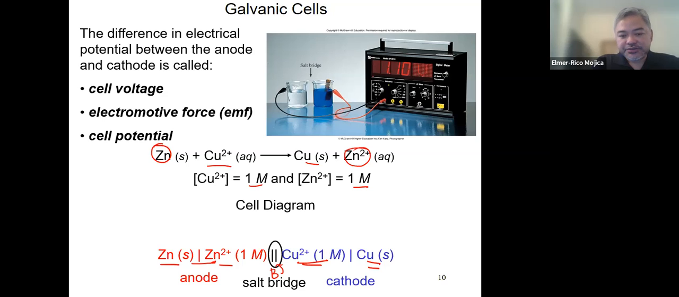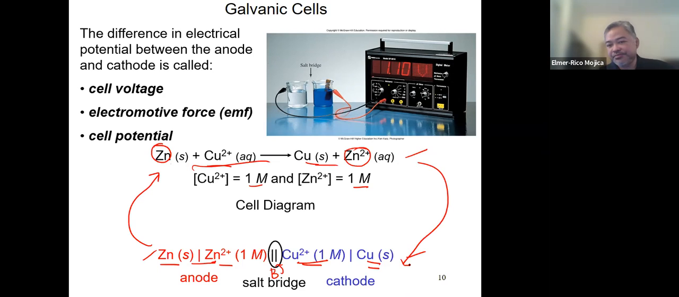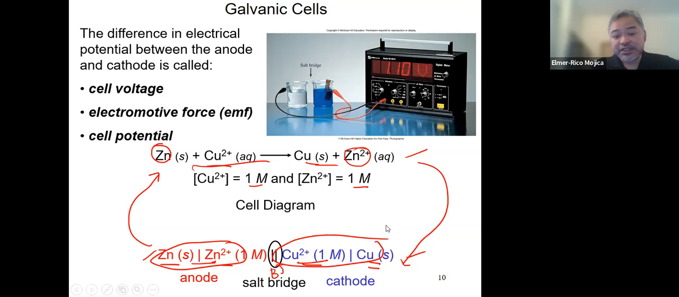One thing that you should know is that either you're given this one or this one. But if you're given this one, you have to know how to write them in this form. Or if you're given this one, you have to represent them in this form. Now, let's go to the question of why the zinc is the anode and the copper is the cathode, especially if we have a galvanic cell. So what's the basis?